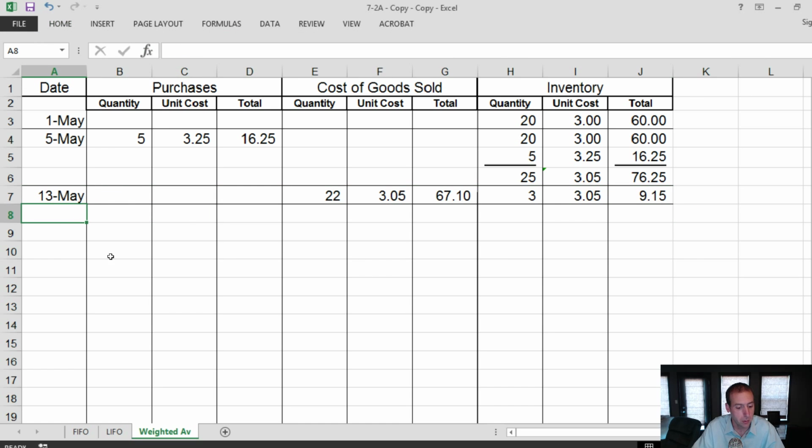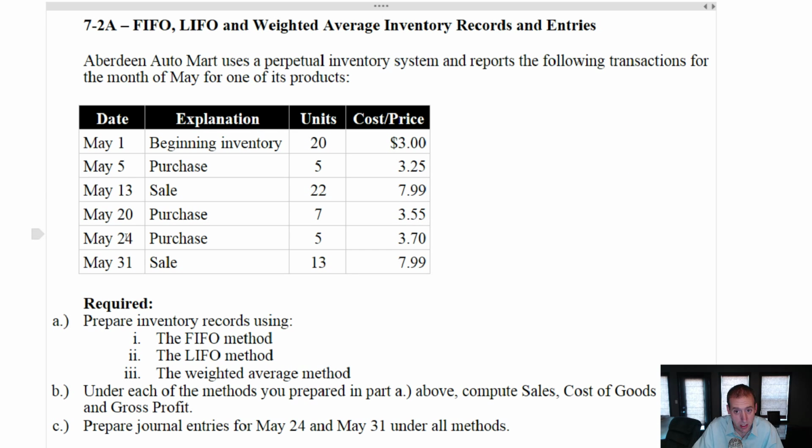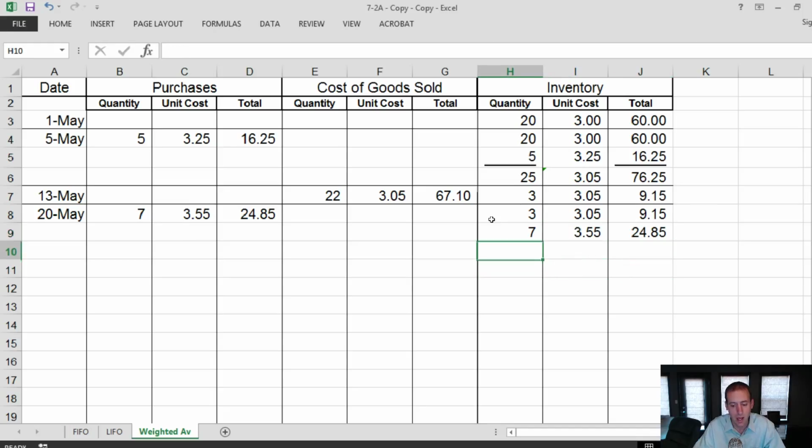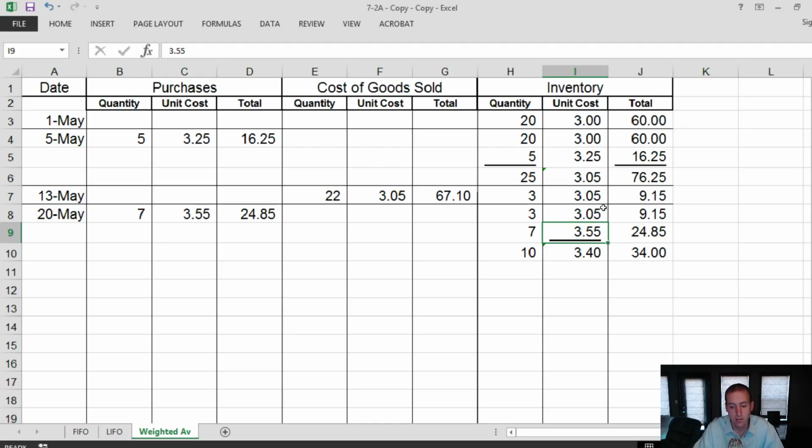Now we've got to make a couple of purchases. On May 20th, we purchased 7 units at $3.55 each. I had 3 at 3.05 for 9.15. I'm now adding to it 7 at 3.55 for 24.85, and I get a re-average. So I have a total of 10 units. My total cost here, 9.15 plus 24.85, is $34. 34 divided by 10 means my new weighted average is $3.40.